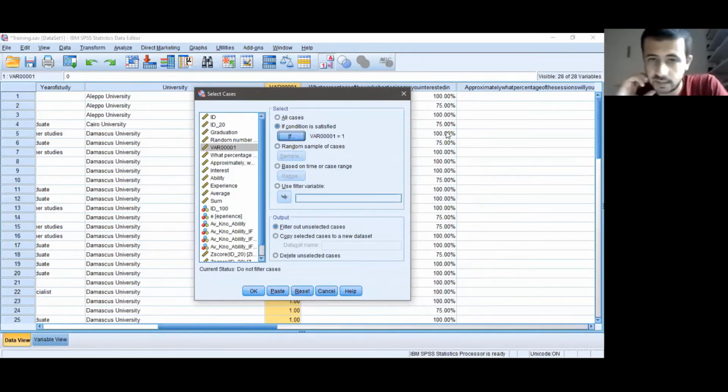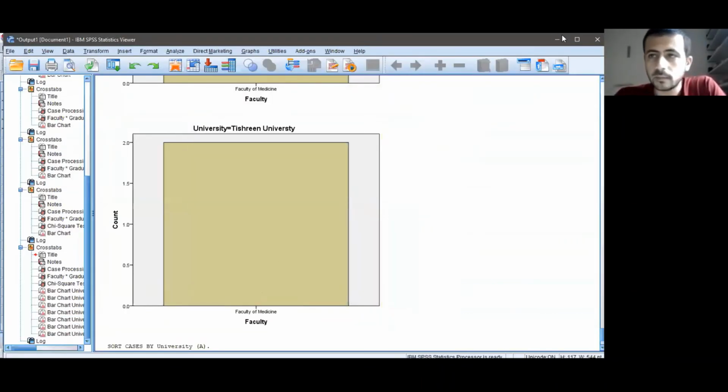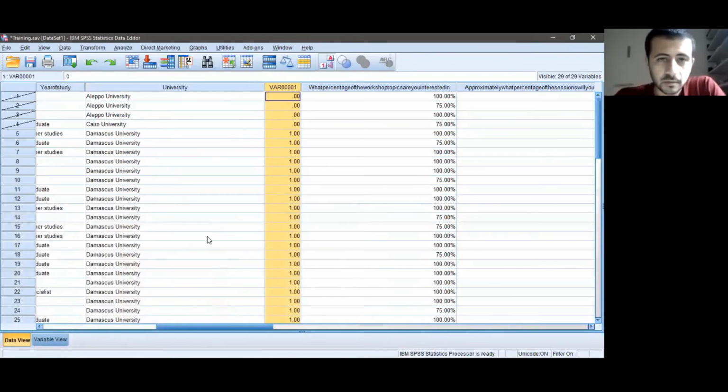out of my selection. Okay, of course we can select based on time. We can select a random sample of my participants. Okay, but now I'm selecting out of my participants. Usually we use this because I need something specific to be done. Okay, what can you see in here? They just crossed all the cases that are not in Damascus University.